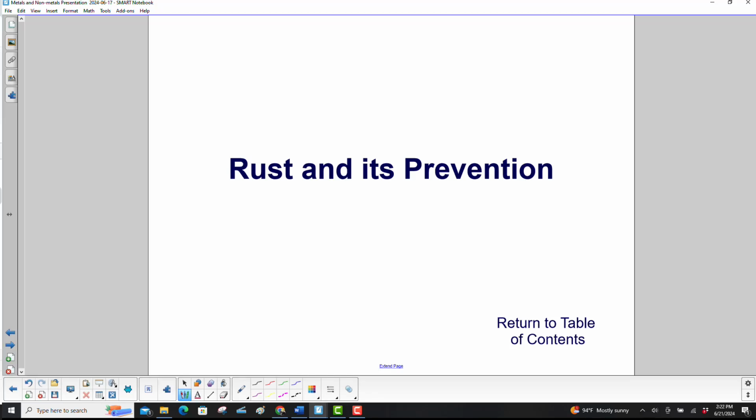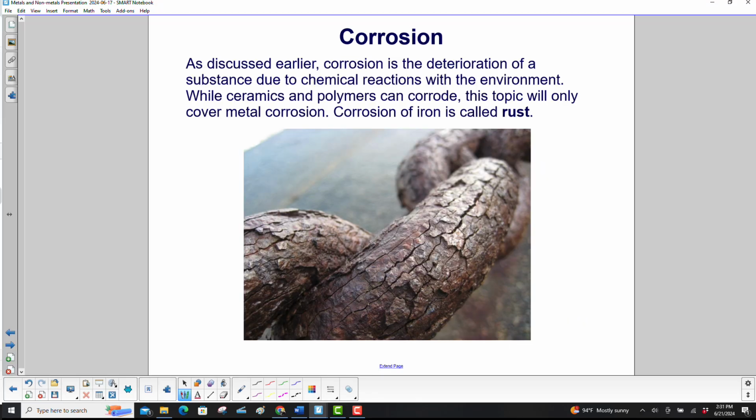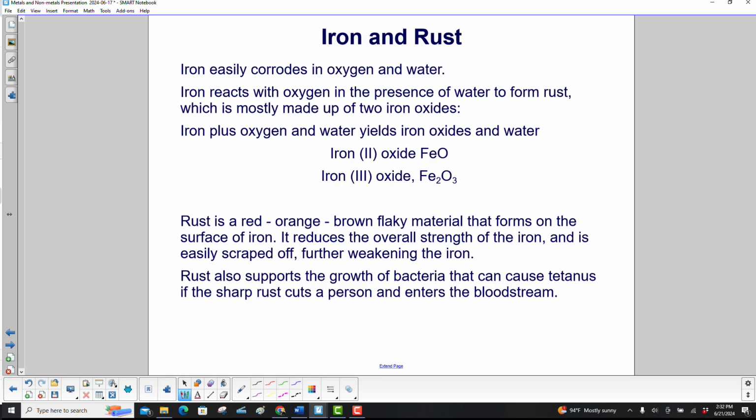Rust and its prevention. As discussed earlier, corrosion is the deterioration of a substance due to chemical reactions with the environment. While ceramics and polymers can corrode, this topic will only cover metal corrosion. Corrosion of iron is called rust. Iron easily corrodes in oxygen and water.